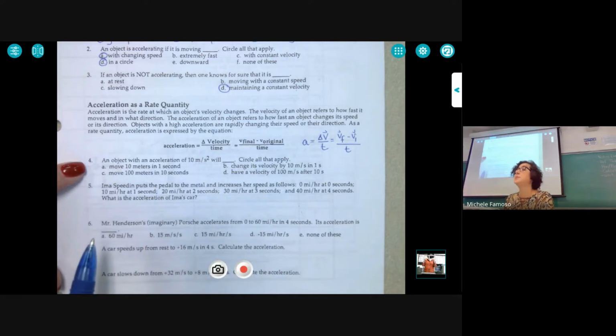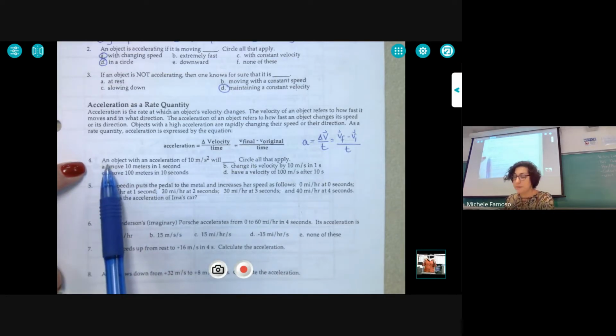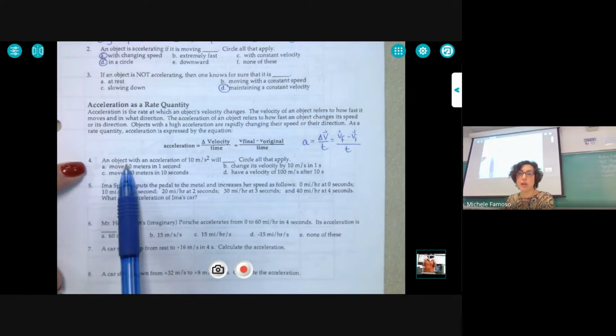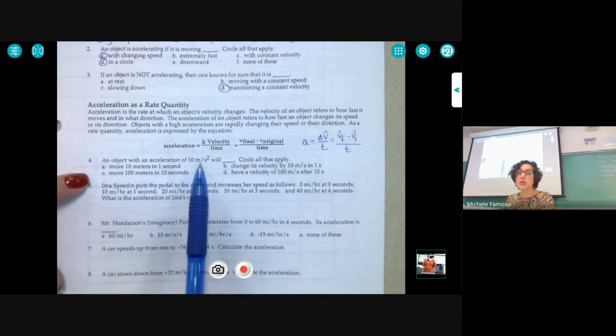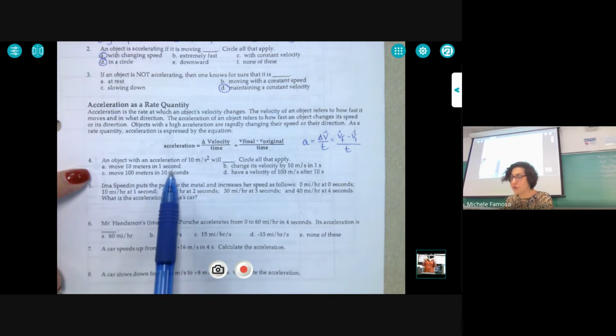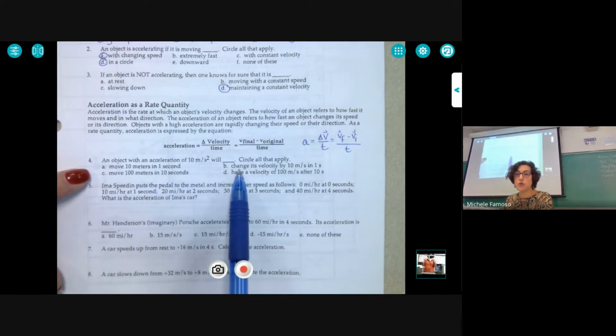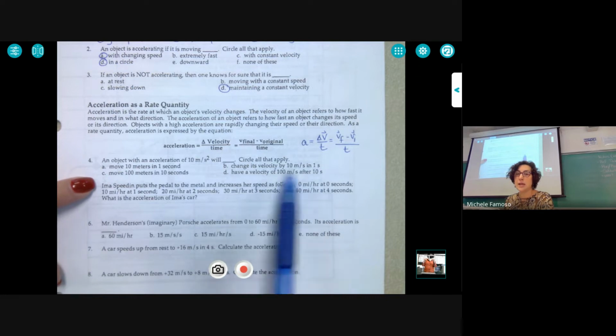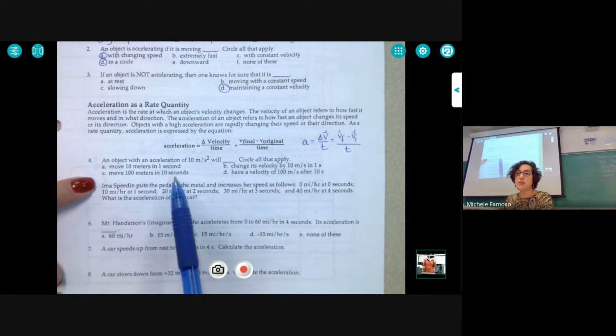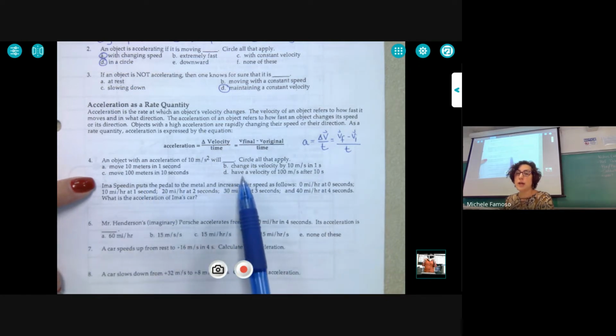This is a concept question. What does it mean if we have an object that has an acceleration of 10 meters per second squared? Is that object going to move 10 meters in a second? Is it going to change its velocity by 10 meters in a second? Is it going to move 100 meters in 10 seconds? Or would it have a velocity of 100 meters per second after 10 seconds?